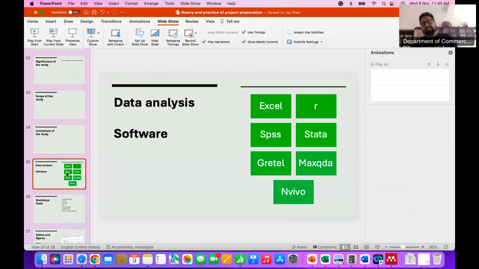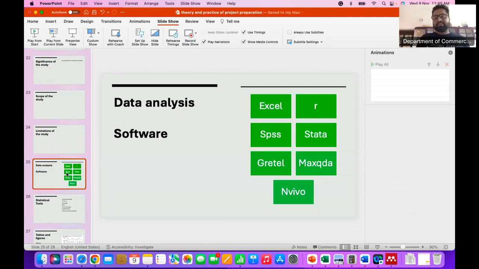For data analysis, you can use software, and you can learn software through YouTube and so on. Excel you can use, R you can use, SPSS, Stata, Gretl, MaxQDA, and NVivo. These software are available, and you can learn them. It's up to the researcher to use the software. If they are theoretically good and have some data, they can learn. If they spend at least one week, they can find how to analyze the data.